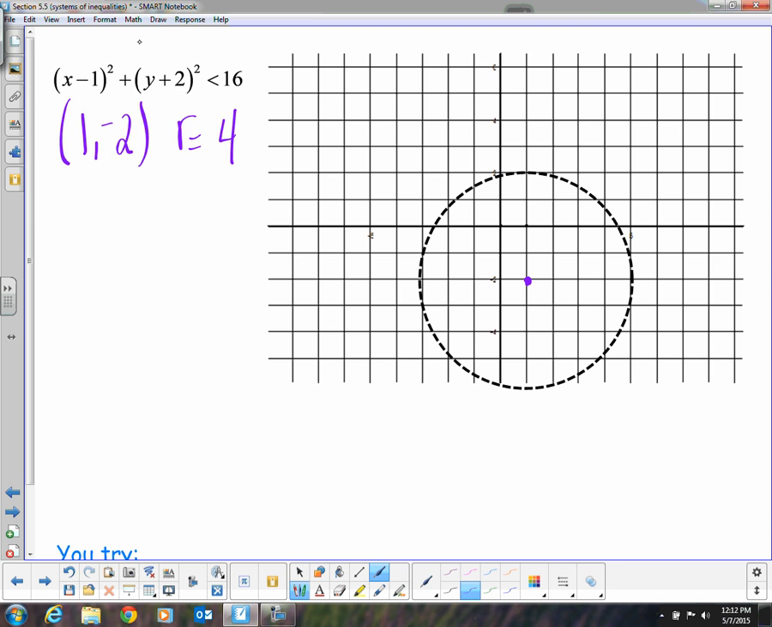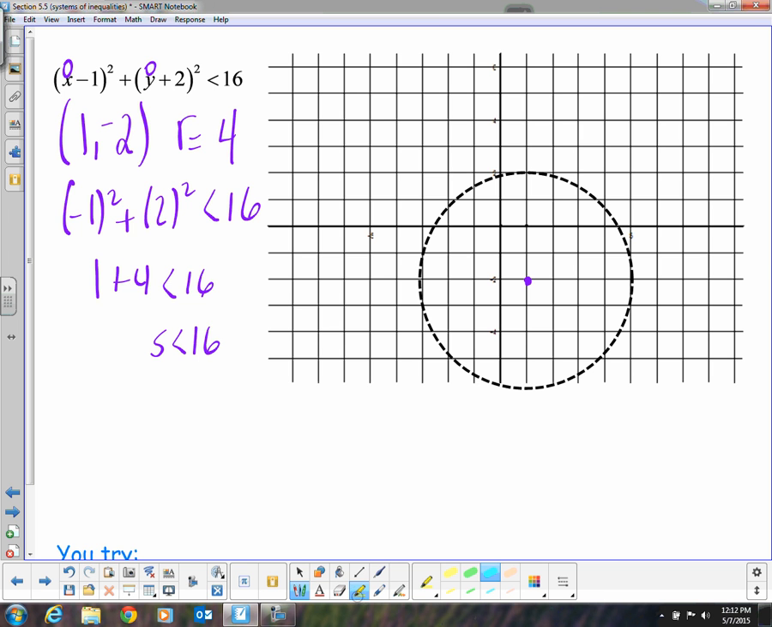All right, so if we put 0 here and we put 0 there, we get negative 1 squared plus 2 squared. Is that less than 16? 1 plus 4, true or false? Yes. So where do we shade now? Inside the circle. So my shading's going to be inside.